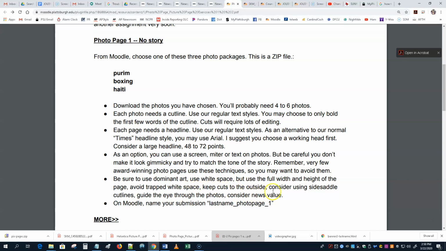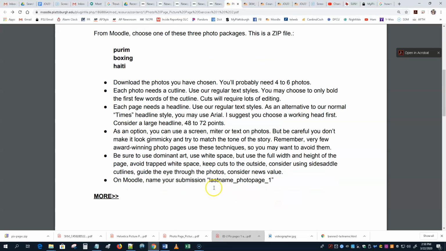Keep cuts in general to the outside of the photos. Consider using side saddle cut lines. Guide your eye through the photos. Consider news value of the photos. When you're picking the photos, some photos can be used large, some will be used small, some you may recrop. This isn't mentioned here, but think about giving the photographer a credit of a different kind. Instead of using a photo credit with each photo, you could use a single photo credit, and look at those sample stories, the samples I showed you from the text and so on, and look back in the chapter for more about that. So that's number one.